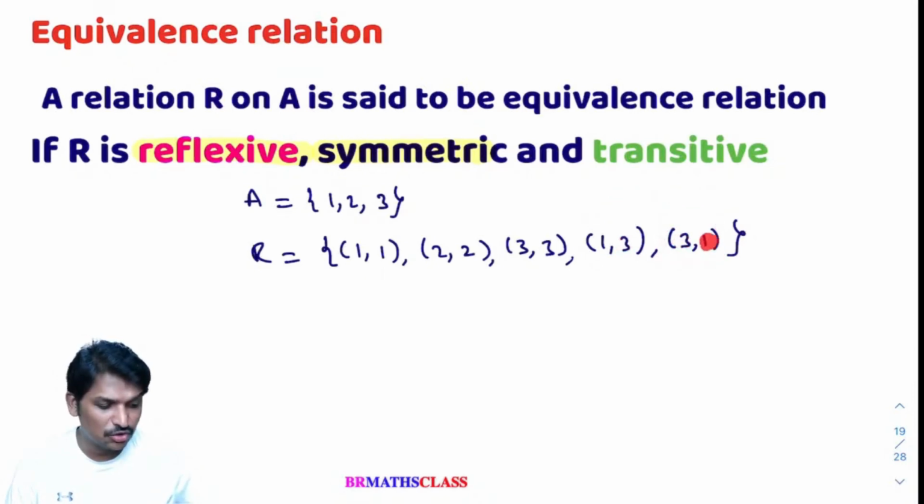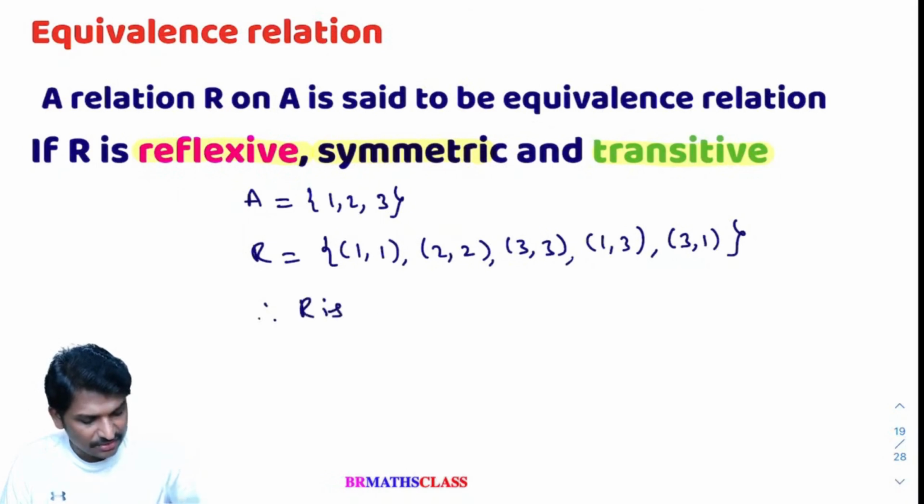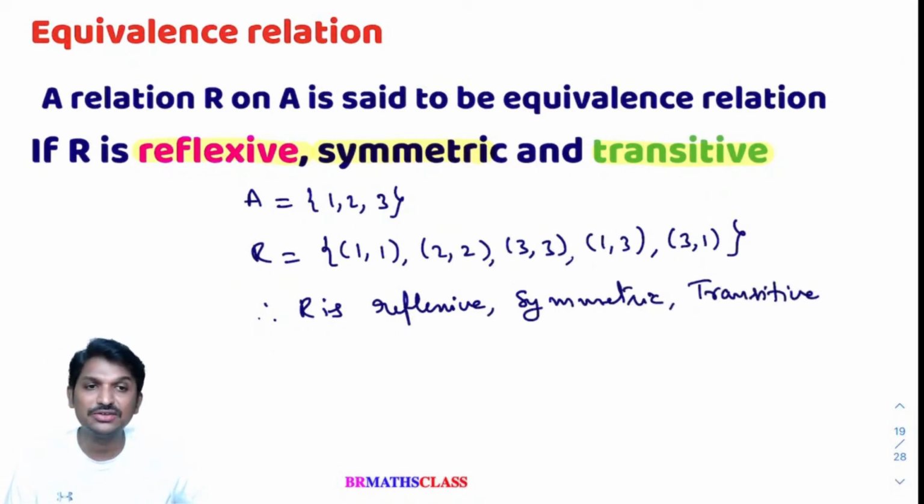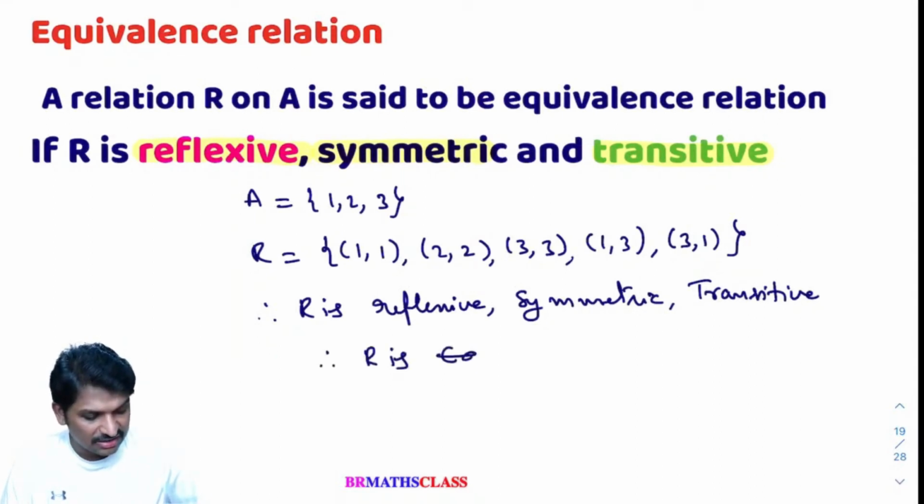Now you take this one, 3 comma 1. It ends with 1. You look whether any other ordered pair starts with 1 here. This starts with 1: 3 comma 1, 1 comma 3 gives 3 comma 1. That means x comma z is 3 comma 1, and 3 comma 1 belongs to this relation. So this relation is satisfying the transitive condition also. Therefore R is reflexive, R is symmetric, and R is transitive also. When a relation satisfies all three conditions, then R is an equivalence relation.